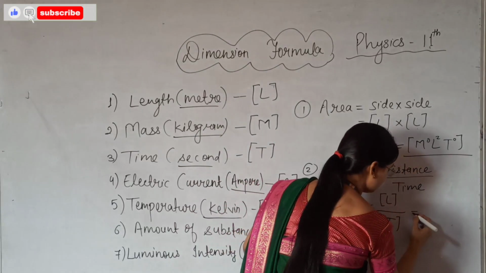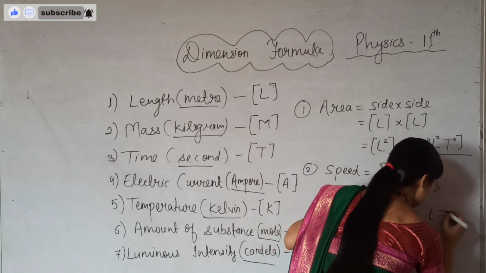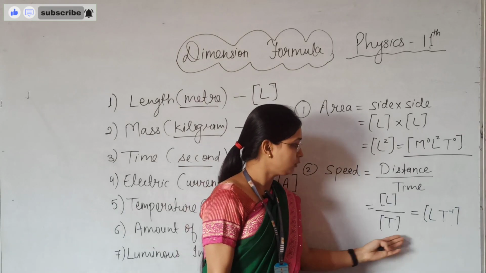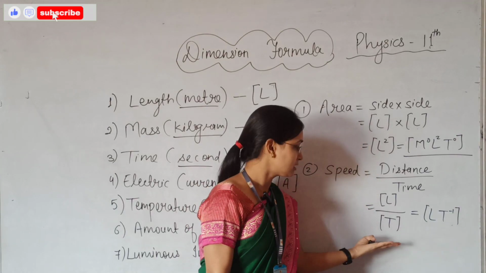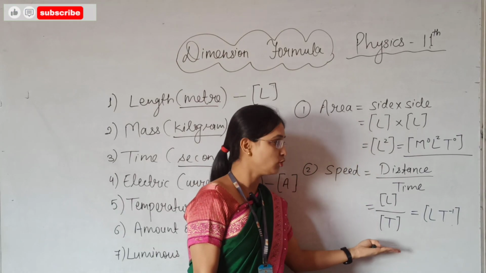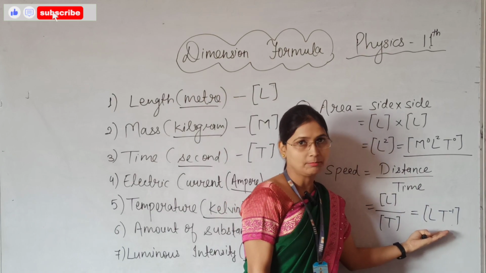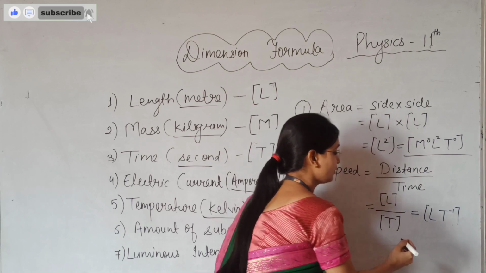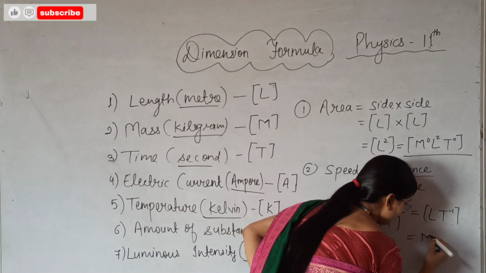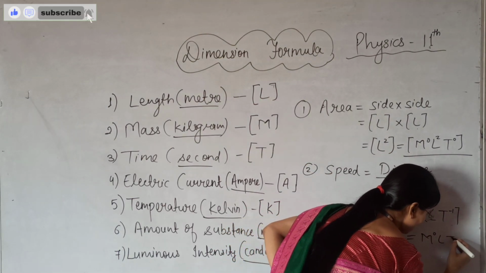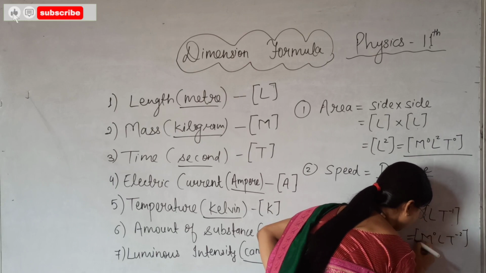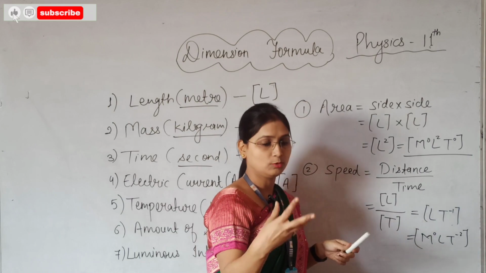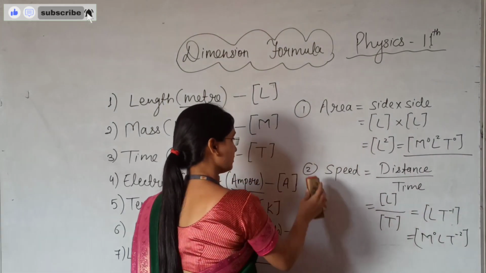Now what you have to do, you have to write it like this: L into T to the power -1, because T is in the denominator here, so when we take it to the numerator its power becomes -1. If you want, you can leave it like this, otherwise you can write it like this also: M to the power 0, L and T to the power -2. Similarly, I will tell you how you can find the formula of different quantities.